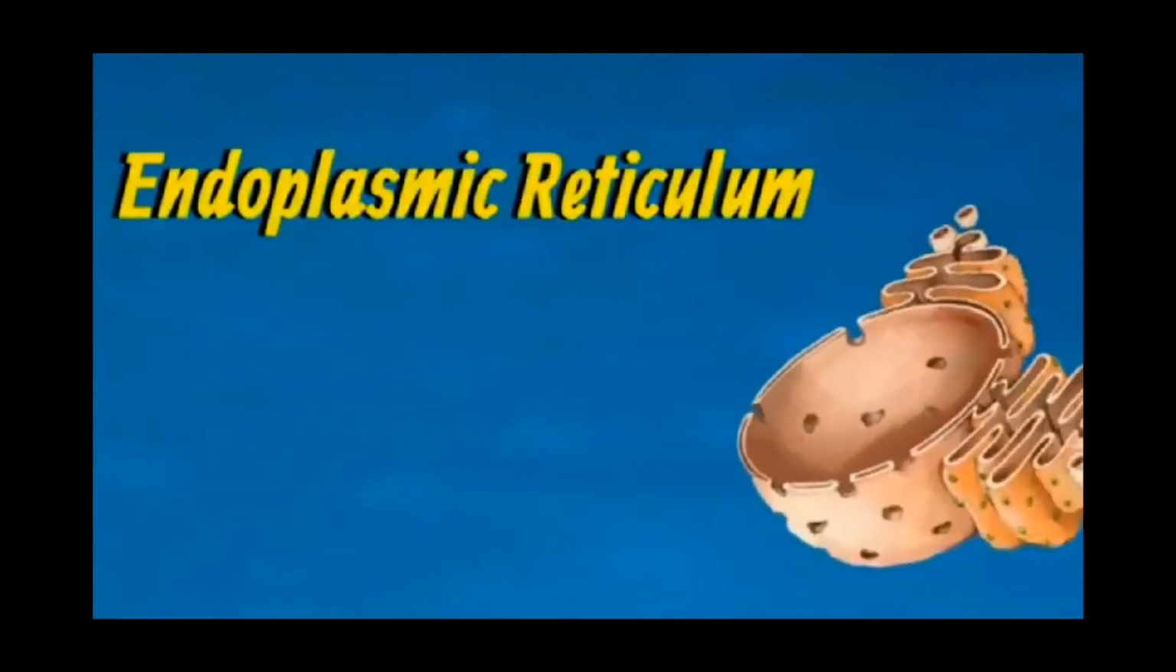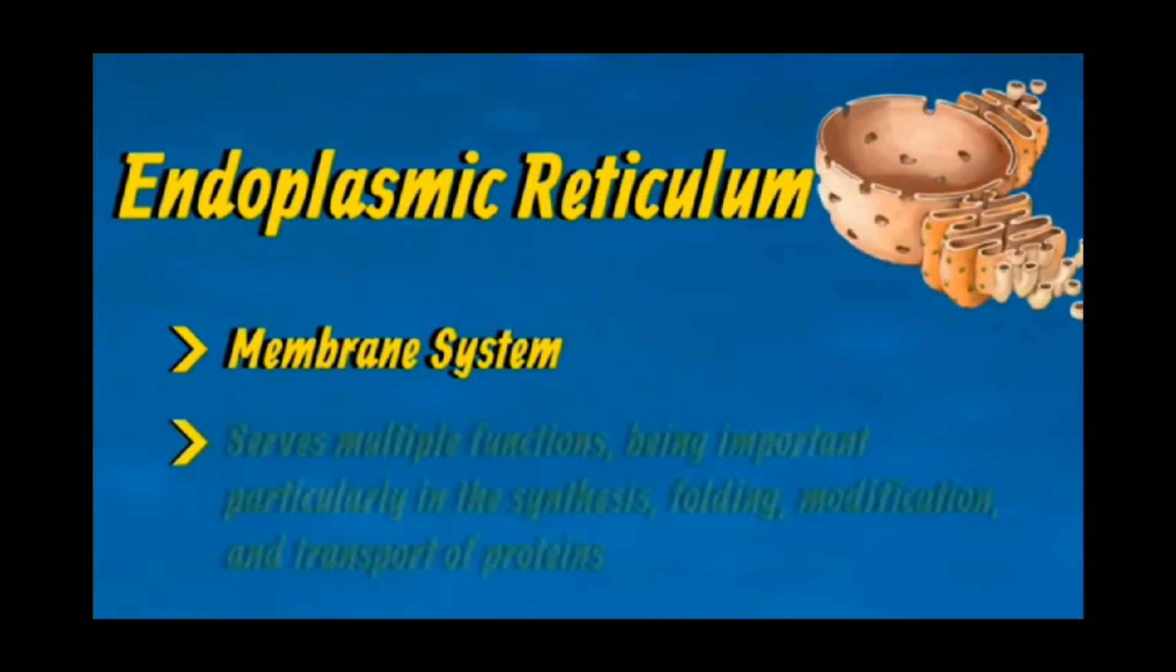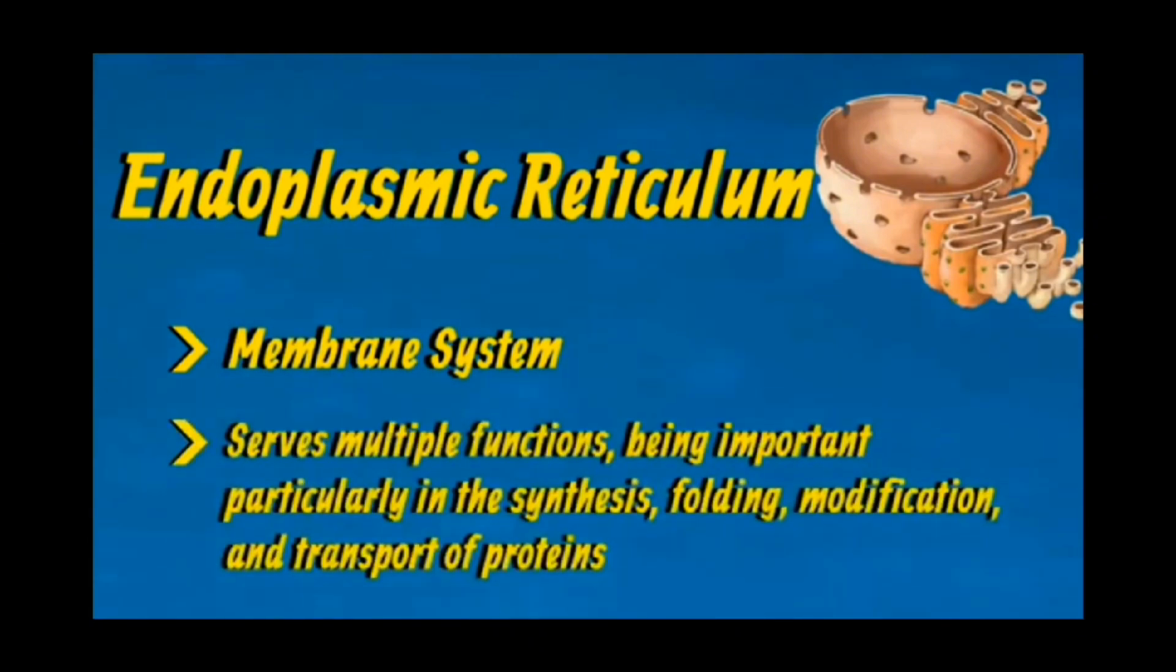Our next item from inside the cell is endoplasmic reticulum. Let's say it one more time. Endoplasmic reticulum. This is a membrane system, and it serves multiple functions, being important particularly in the synthesis, folding, modification, and transport of proteins within the cell.